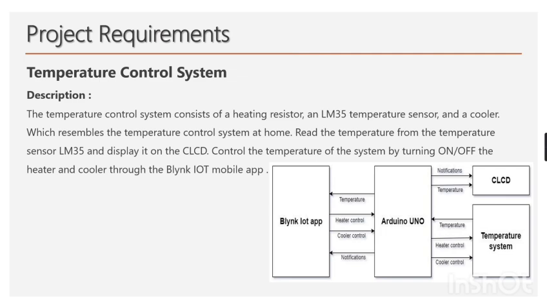The temperature control system consists of heating resistors, an LM35 temperature sensor we can use to detect the temperature, and a cooler, which resembles the temperature control system at home. From the LM35, we can read the room temperature and display it on the CLCD, and we can control the system, turning the heater and cooler on and off, through the Blynk IoT mobile app.